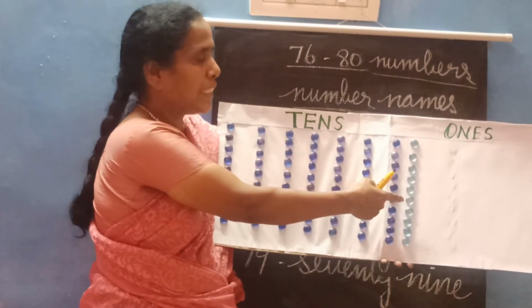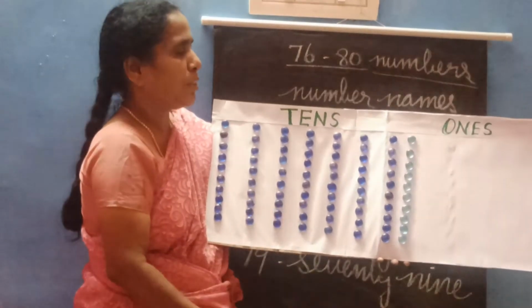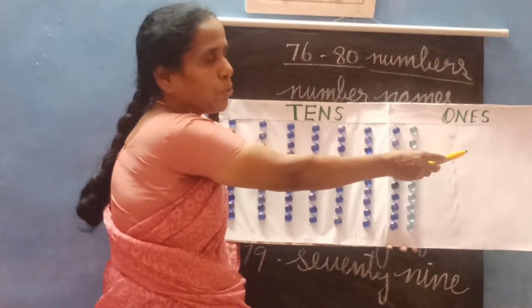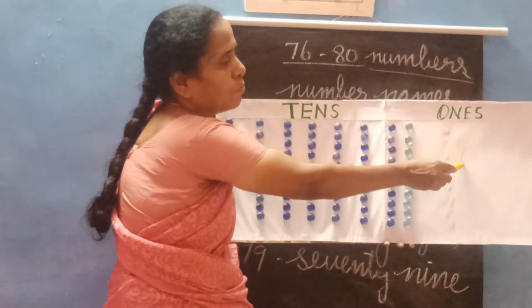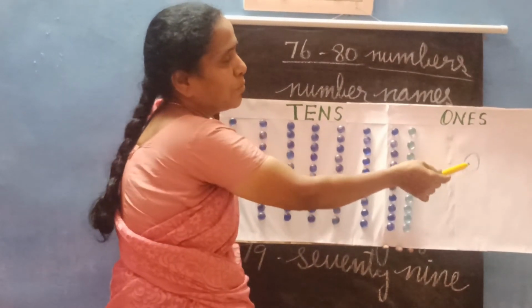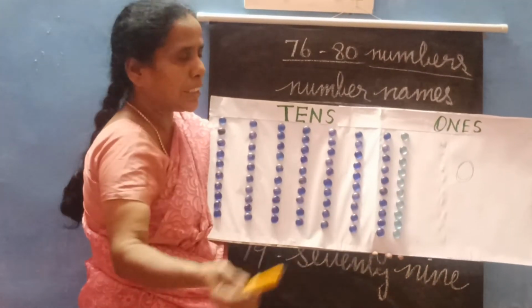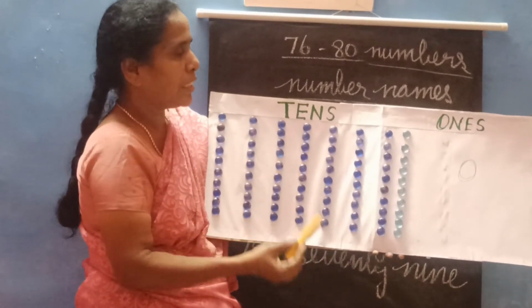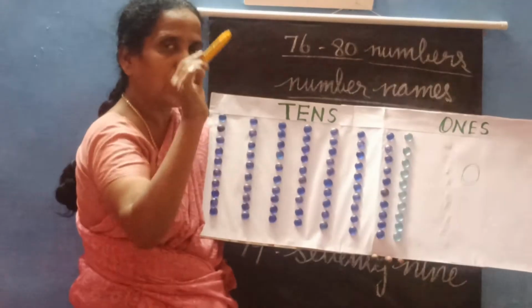How many tens are there in 80? 8 tens. Okay, very good. In the ones place, is anything there? No, nothing is there. Only 0. In the ones place nothing is there. In 80, only 8 tens are there, so in the ones place we have to write 0.